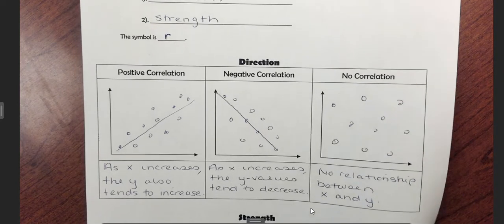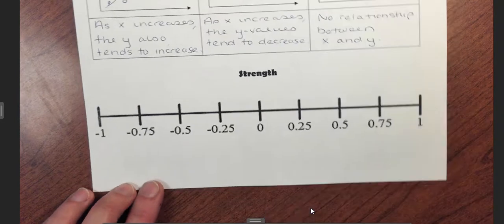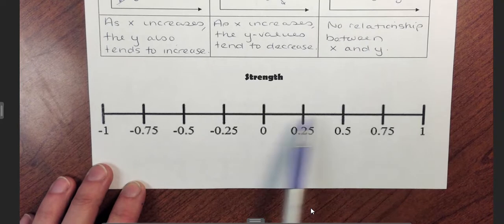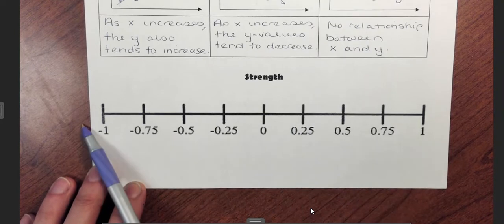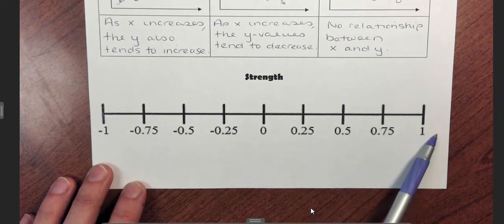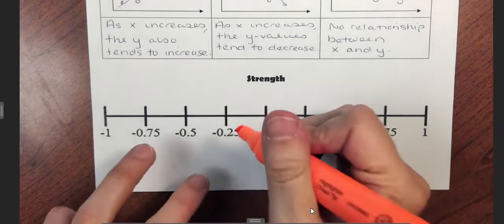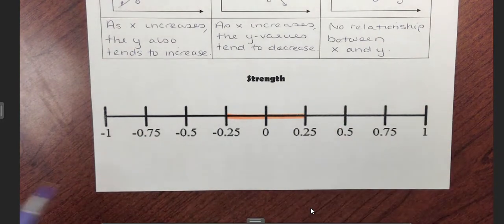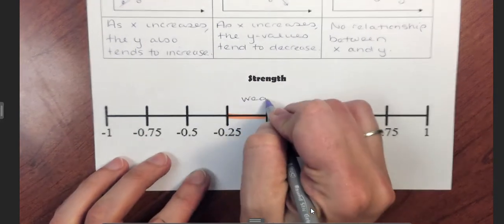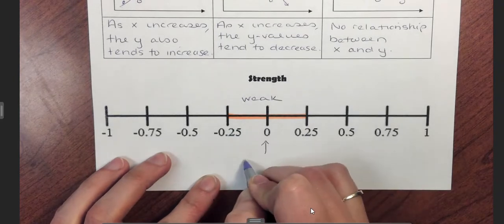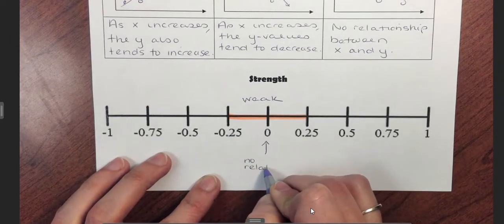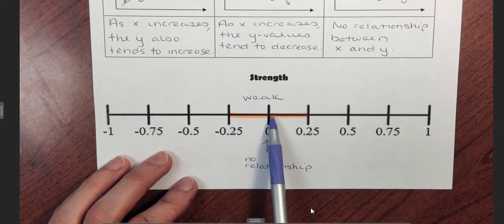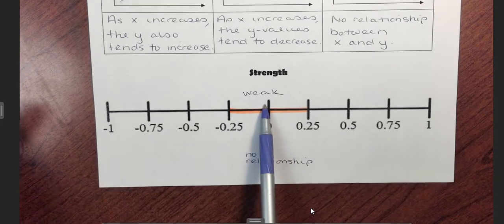The other value it gives us is strength. So we have a number line from -1 to 1. Correlation coefficient will always be between these numbers. It will never go past -1 and it will never go past +1. So if you have a correlation coefficient that's between -0.25 and 0.25, we say that this relationship is weak. Because right here at 0 means that there is no relationship. So that means between here and here and here and here, we consider that a weak relationship.